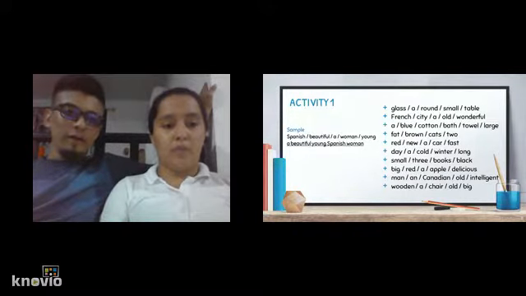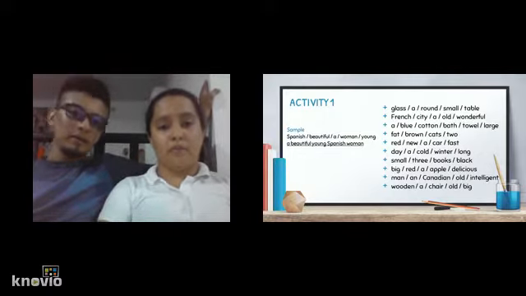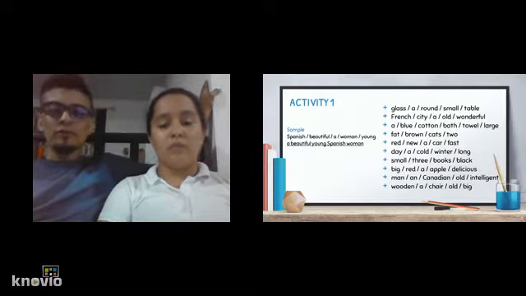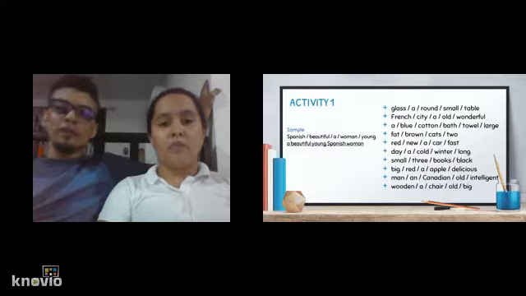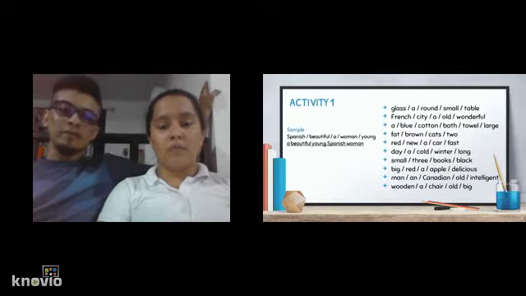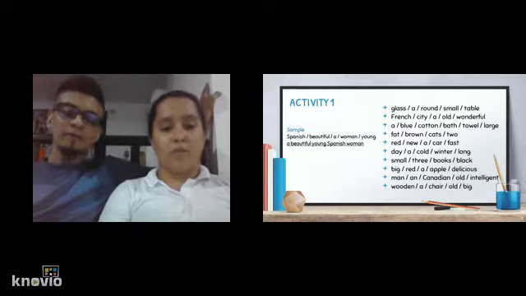And we have here the first activity. The first one is to write the adjectives in the correct order. The example that we have here is, for example, Spanish, beautiful, woman, young. So the idea is to put the adjectives in order to write the sentence in the right way. The correct way is a beautiful young Spanish woman.